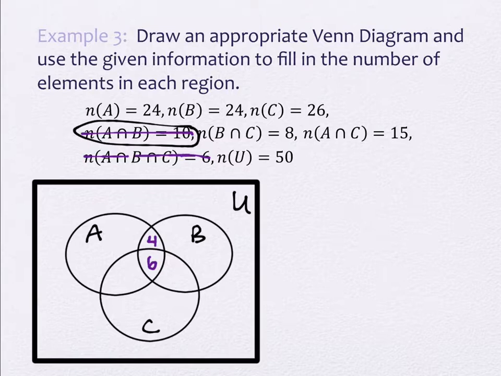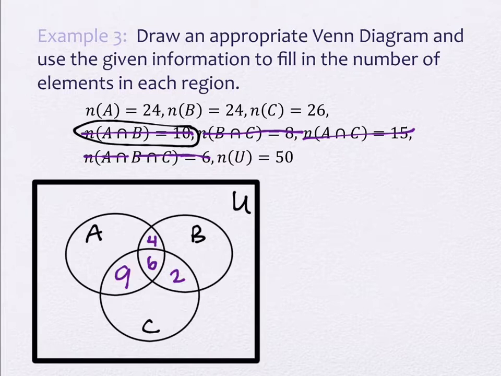It says B intersect C is 8. So B intersect C would be this piece right here. Agreed? So it's supposed to add up to 8, which means I need 2 more. I heard you guys say it right here. And then I can mark out the B intersect C part. The next one says A intersect C. That would be this piece right here. And as this says it's supposed to equal 15, there's 9 remaining for the outer part right here. And we can mark it out.